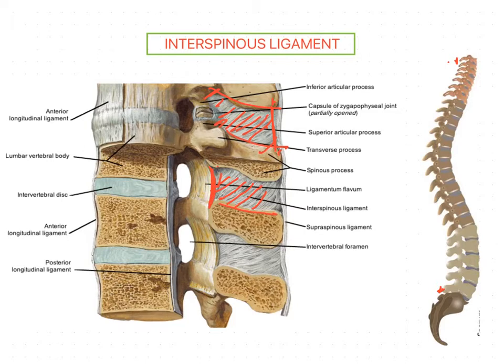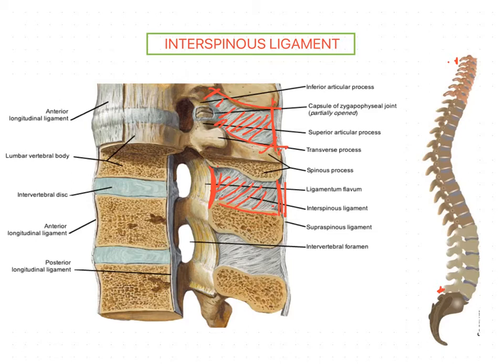So this is the attachment of the interspinous ligament. Anteriorly, it blends with the ligamentum flavum, and posteriorly it blends with the supraspinous ligament. This fibrous sheet consists of type 1 collagen, proteoglycans, and more elastin fibers.